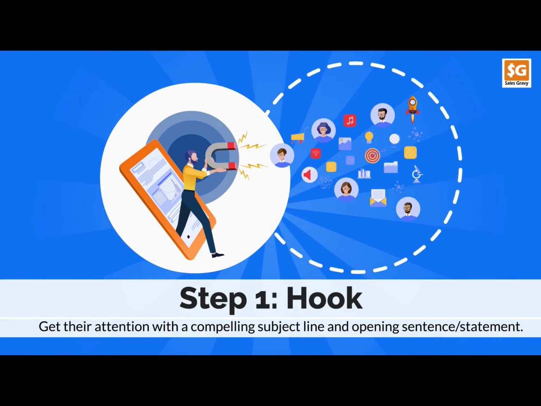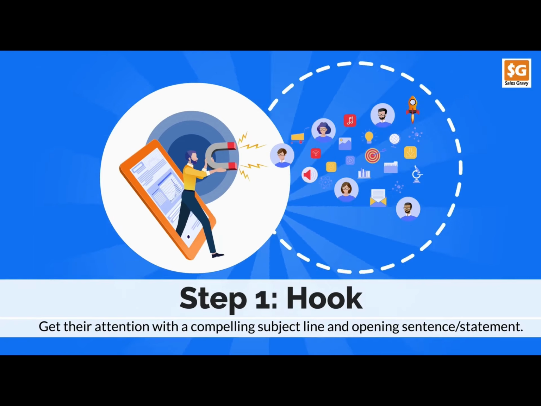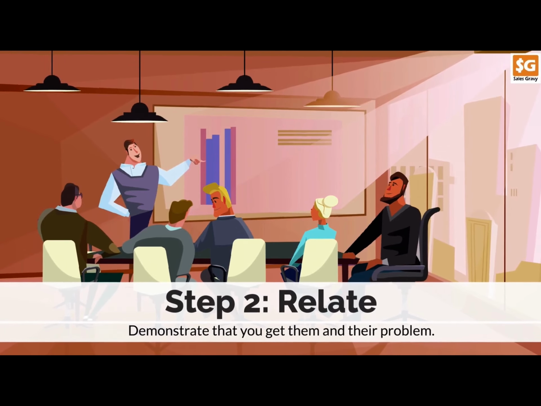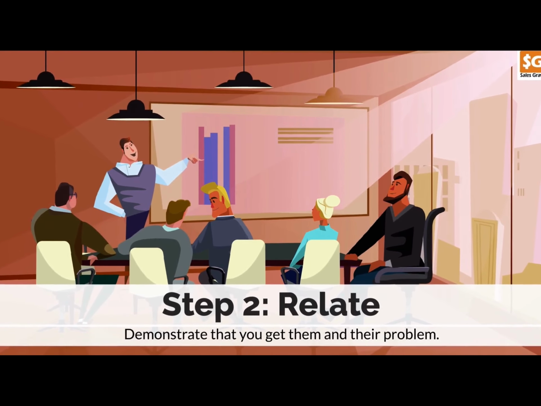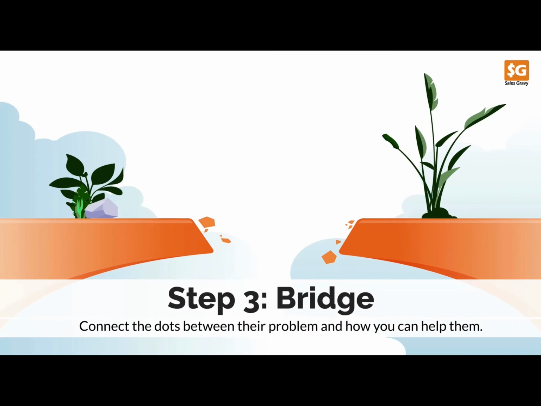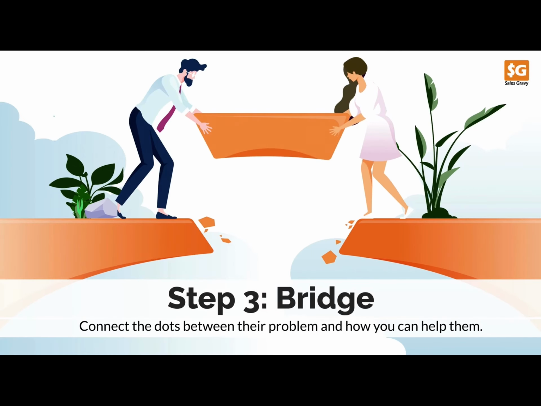Step 1 is hook. Get their attention with a compelling subject line and opening sentence or statement. Step 2 is relate. Demonstrate that you get them and their problem. Show empathy and authenticity. The 3rd step is bridge. Connect the dots between their problem and how you can help them. Explain the what's in it for me.